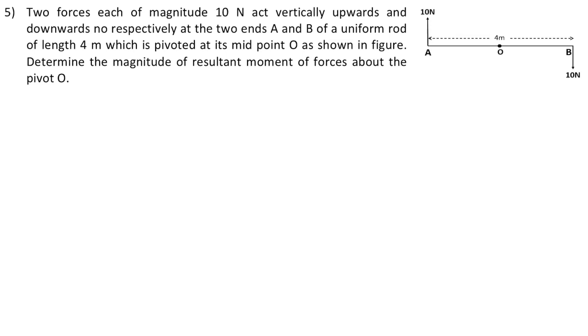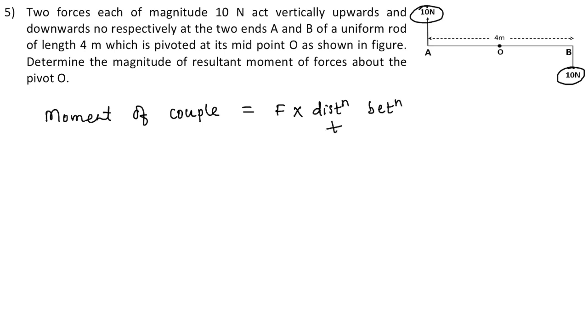Now here there are two forces, each one is having the same magnitude 10 Newton, but as you can see here the directions are reversed. Okay, they are acting opposite to each other. Also they are acting at different points, meaning these two forces generate what? Couple. Okay, these two forces generate couple. So here we need to use the formula of moment of couple, and the moment of couple is magnitude of any one force into distance between two forces.